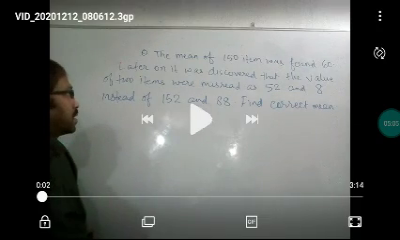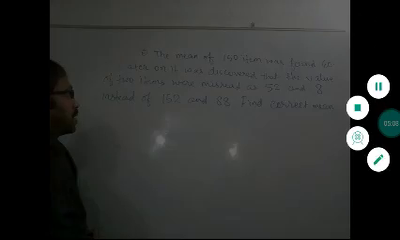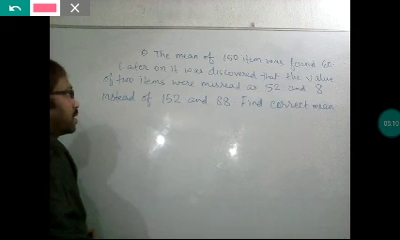Let me explain this question first. The question is saying that the mean of 150 items was found to be 60, but it was mistaken. It was a wrong value. Why was it a wrong value?